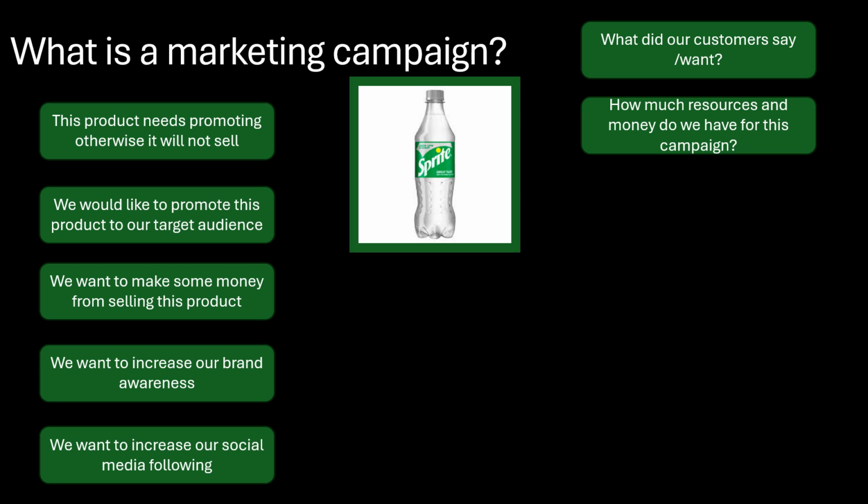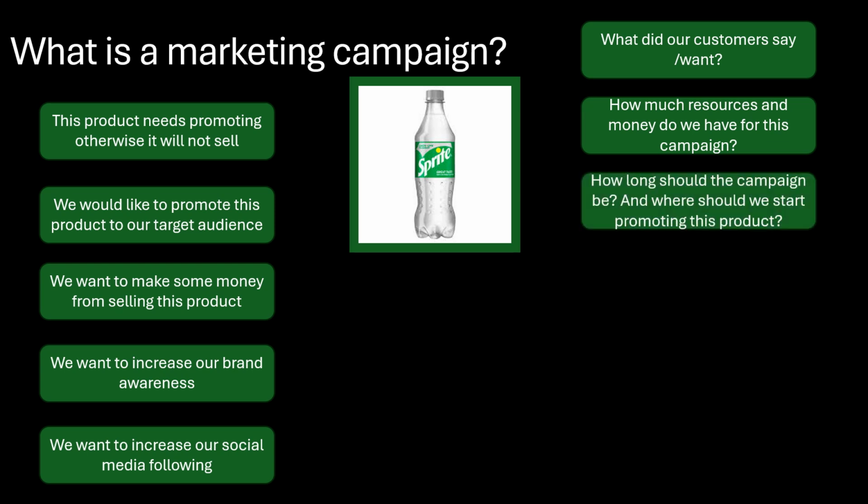So whenever you're putting together a marketing campaign, the actual money, or the budget as it's known, is vital, because you want to know that you're going to have enough to be able to carry out a successful campaign, whilst also not overspending and struggling to get that money back through the campaign. So it has to be relevant. How long should the campaign be, and when should we start, or where should we start promoting this particular product? That's another common thing that you would do if you were doing a marketing campaign.